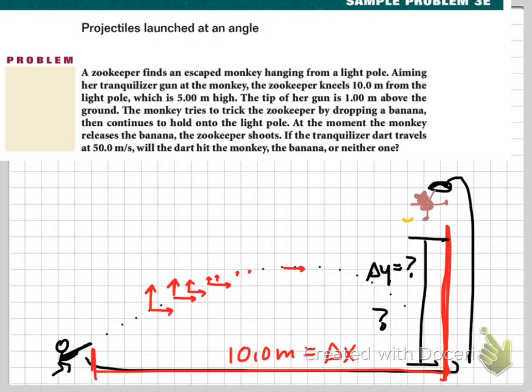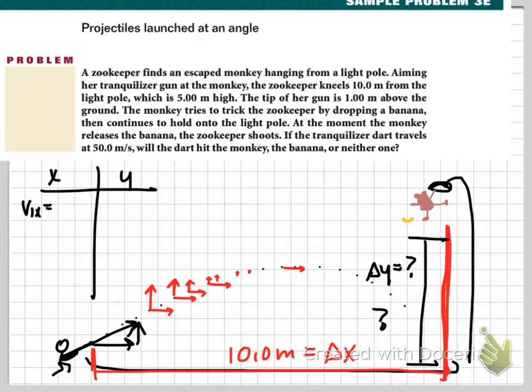If we go ahead and list our variables, x-axis, y-axis, VIX equals, and we can do our little triangle here. We've got our angle, or we don't have our angle yet, but we will. VI cosine theta. Did I screw that up on the last slide? VIY is adjacent, so that's going to be VI. Oh my gosh. I'm screwing everything up, and you people aren't even yelling at me. X is opposite, it's sine theta. VIY is VI cosine theta.